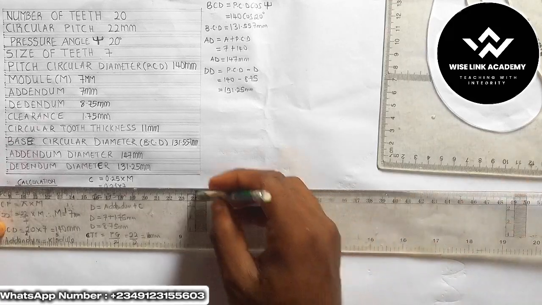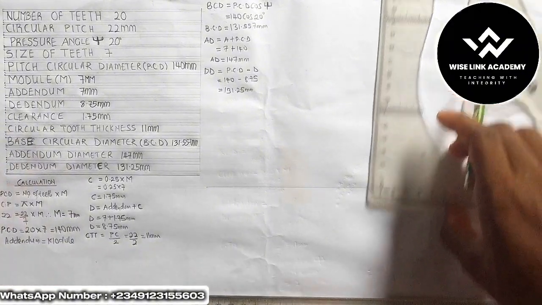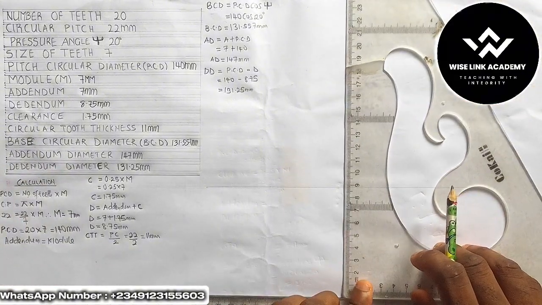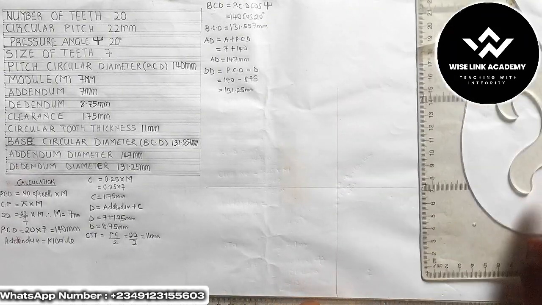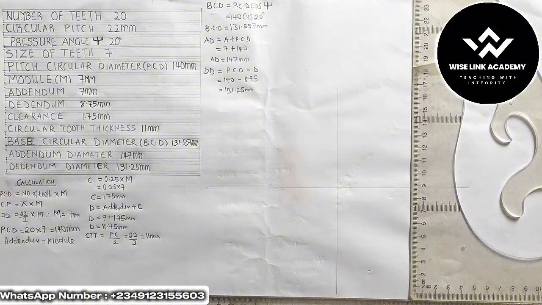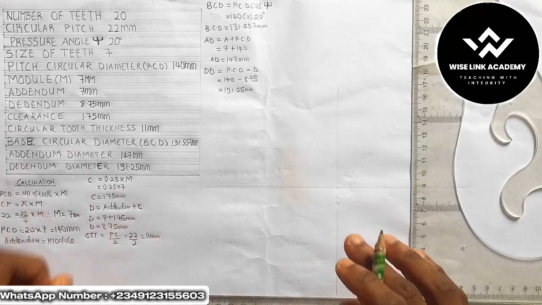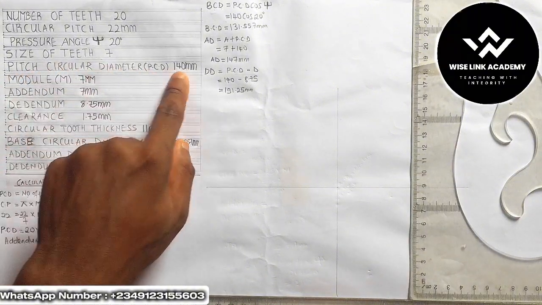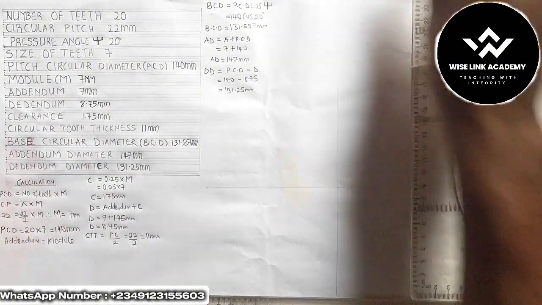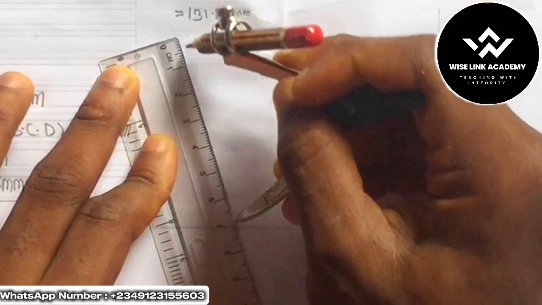My next task is to take my t-square this way, and I will draw a horizontal line this way, and I'll pick a vertical line somewhere here, right? As you can see what I'm doing. My first task when it comes to construction of gear is to start with what? Pitch circular diameter. My pitch circular diameter is 140. Half of 140 is what? 70. So I'll measure 70 on my meter rule, from here to here is 70.